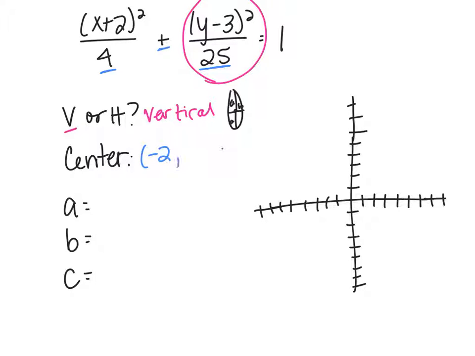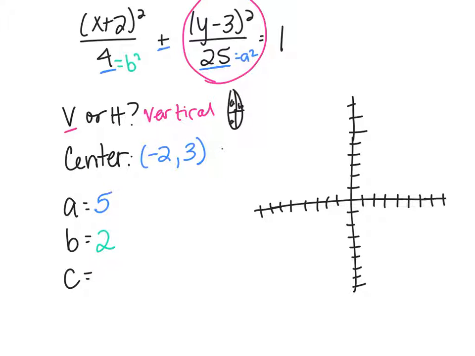So now the center, just like a circle, is the opposite of the inside. So we have (-2, 3). Our A is always our bigger number, so it's the one we circled. In this case, A squared is 25, which means A is equal to 5. And then B is always the other number, so B squared is equal to 4, which means B is 2.